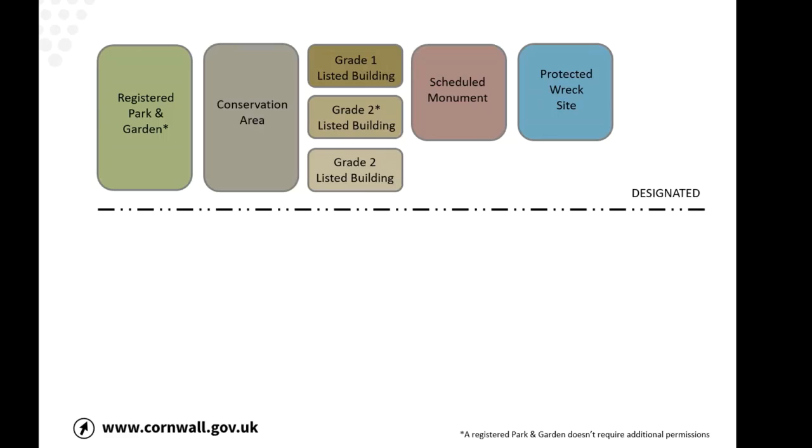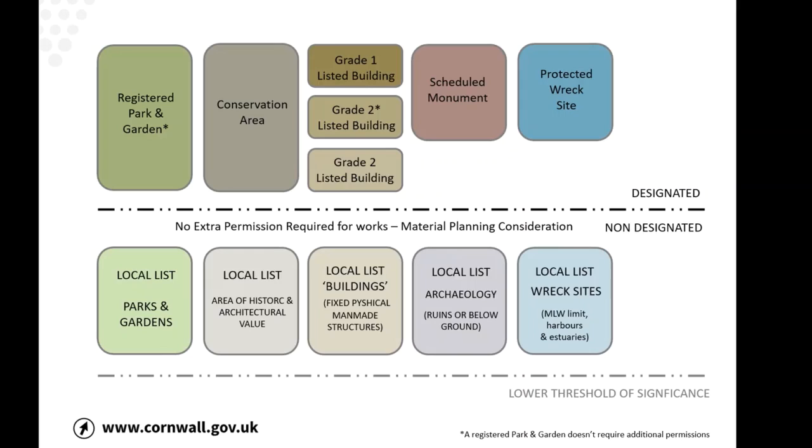Going back to the idea of a spectrum, here's all our types of assets which are above a threshold of being designated. And then you've got all of those things above that lower level of threshold, which could be considered on a local heritage list. So you can have a park and garden, which could be a man-made area of green space for enjoyment. So it could be a deer park, or it could be an urban park, or it could be a garden associated with a country house, for example.